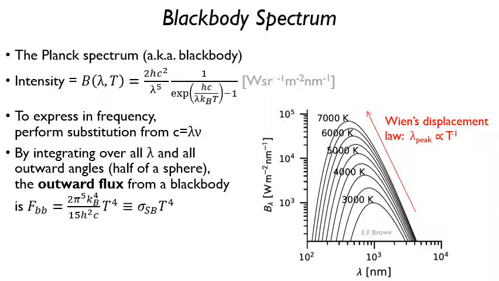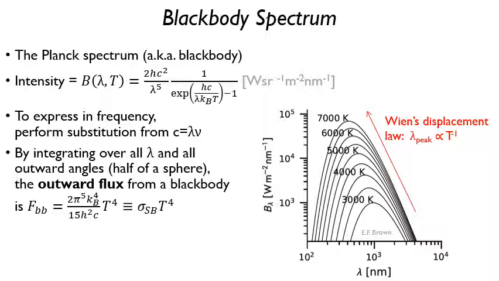So if we want to figure out what the outward flux is from a blackbody, then we would integrate over all of the outward angles. So you would integrate from 0 to 2 pi in the azimuthal coordinate, and in the angular coordinate you would just integrate from 0 to pi over 2, right? Because it's just half of the sphere that you're trying to encompass.